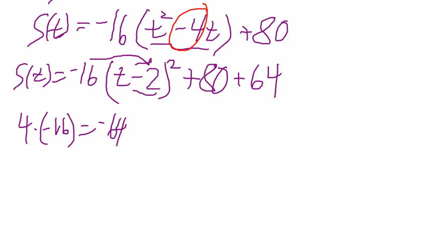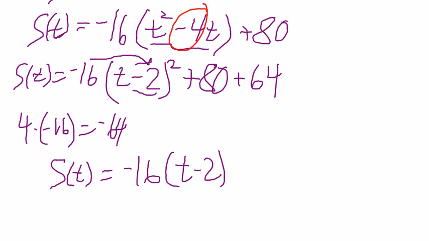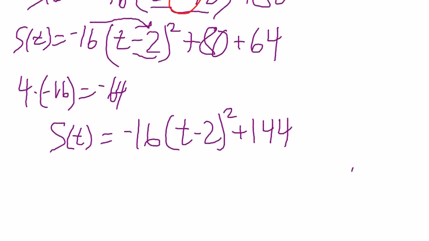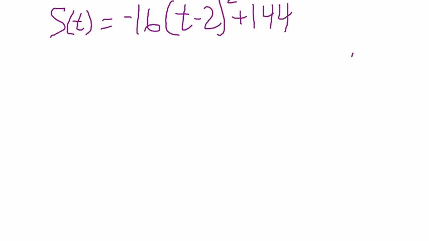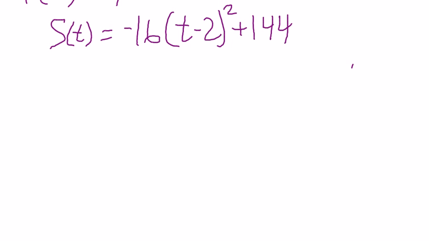But let's go ahead and simplify all this mess. s(t) = -16(t - 2)^2 + 80 + 64 is plus 144. That's sweet. Now we can start answering questions.